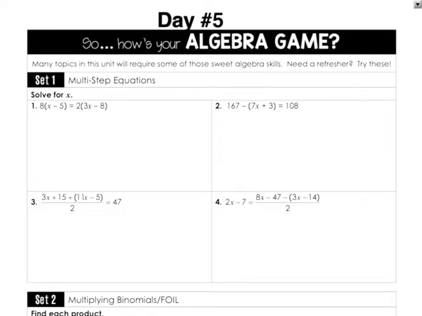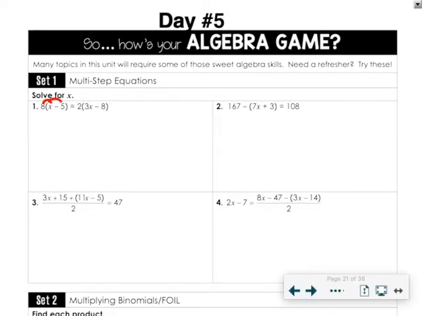So number one, we have an 8 on the outside of a parentheses, so we're going to make sure that we distribute that in. And we have a 2 that we're going to distribute on the right at the same time. So we have 8x minus 40 equal to 6x minus 16. That would be our first step. We would want to move the 6x over, because there's more x's on the left. That means we're going to move the constants over to the right.